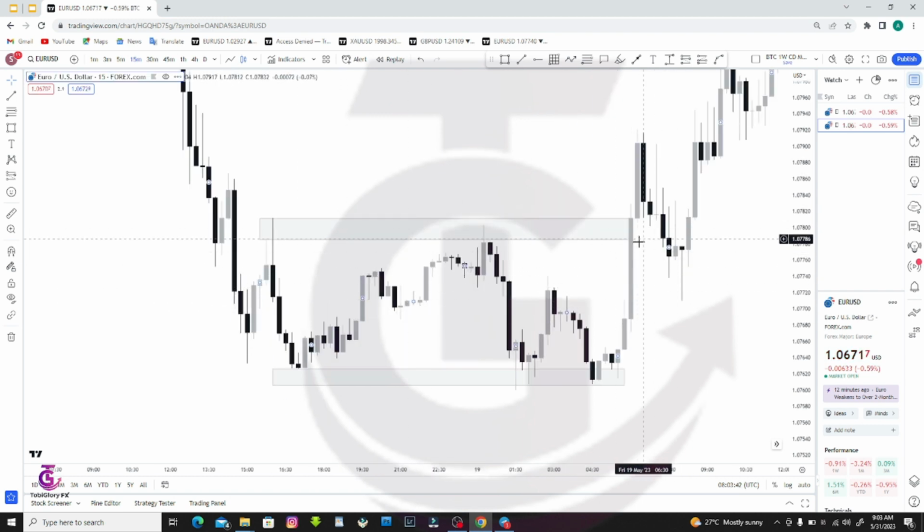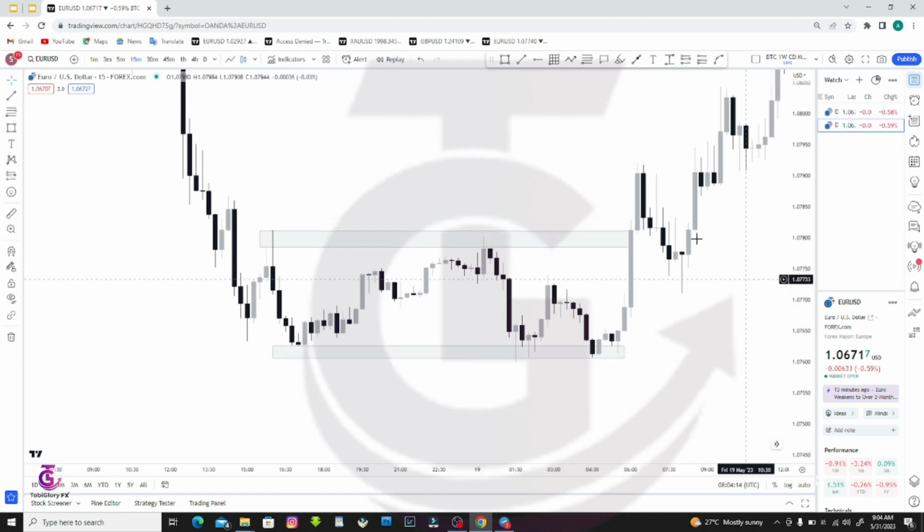I explained something about a ranging market. A ranging market is a market that doesn't have a direction, a consolidation part of the market. It will be moving sideways, with no direction, either up or down. And look at this, we have this low, we have this high, we have this low, we have this high, we have this low.